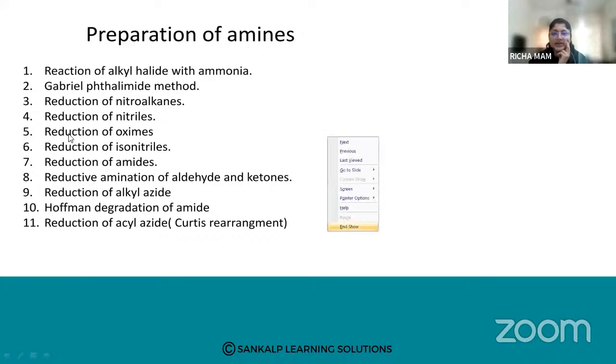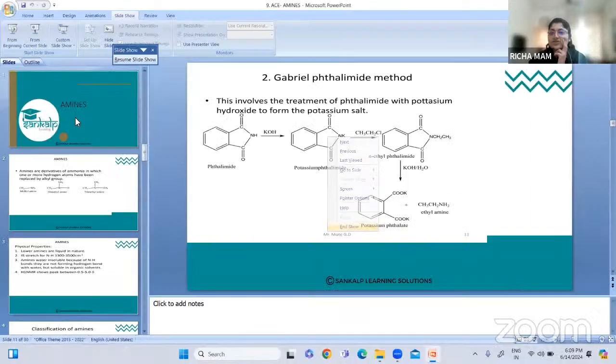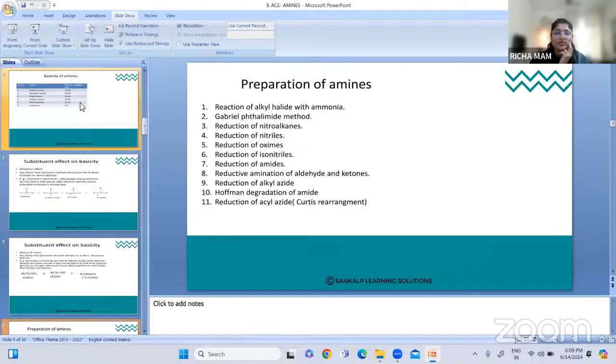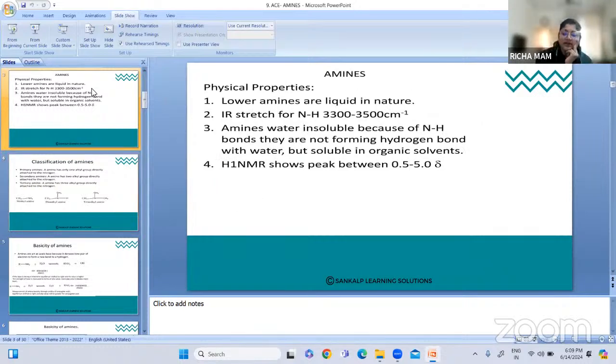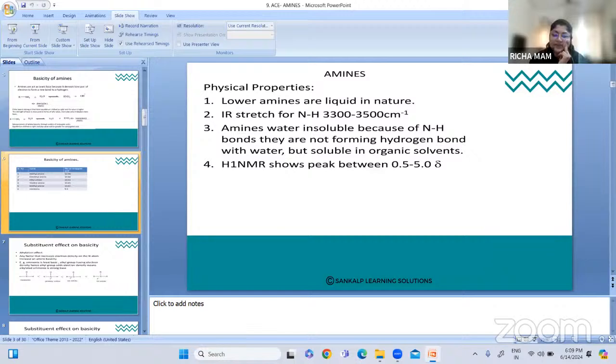Then we discussed the physical properties, how the physical properties of amines are. Then we started the chemical properties, where we studied the basic character of amines. Next we are going to see the chemical reactions, how amines undergo different chemical reactions.